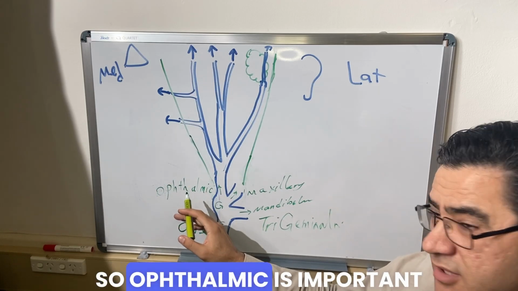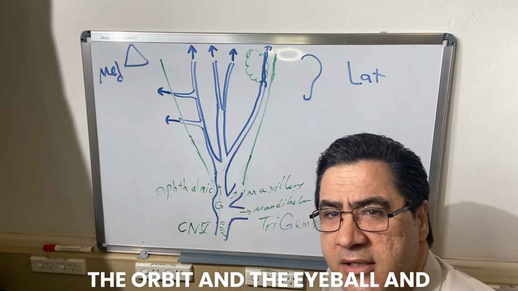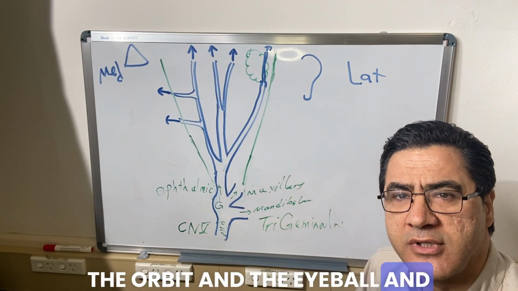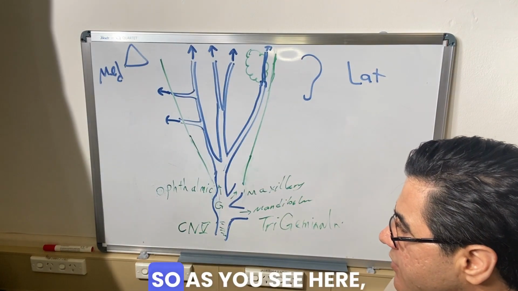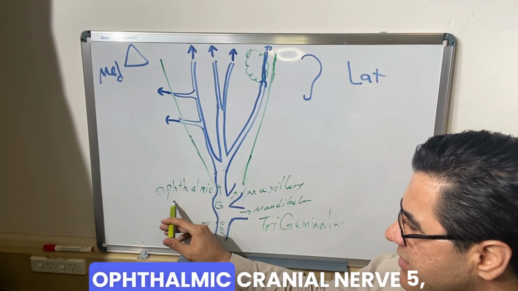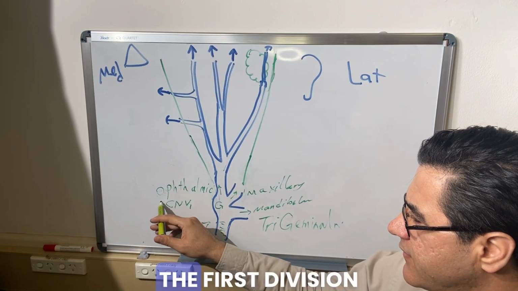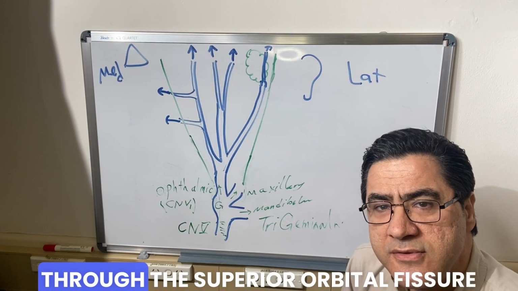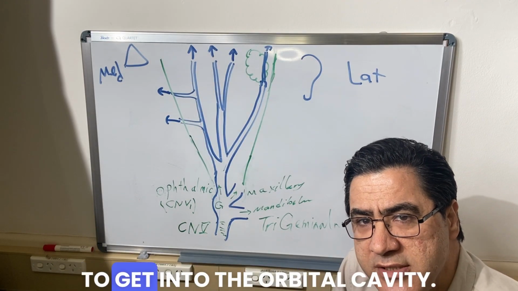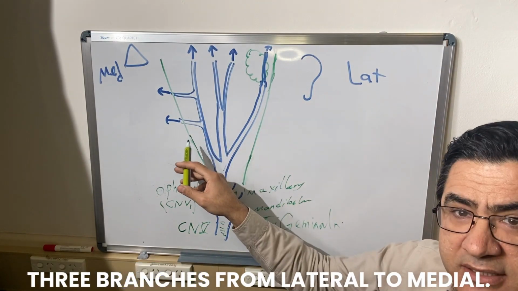So ophthalmic is important because it is supplying the orbit and the eyeball and part of the face on your head, forehead. As you see here, ophthalmic, cranial nerve 5-1, the first division, goes forward and passes through the superior orbital fissure to get into the orbital cavity, and then it gives off 3 branches.